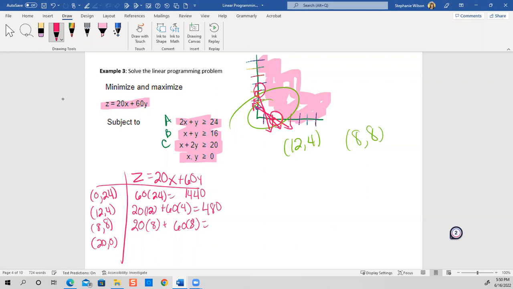So I got 20 times 8 plus 60 times 8, 640. And then we got 20 times 20, which is 400. And 0 for y. All right, so now that we've done all this, we know that our maximum value here is 1440. So that's our maximum, and it occurs at (0, 24). And our minimum value is 400, and it occurs at (20, 0).